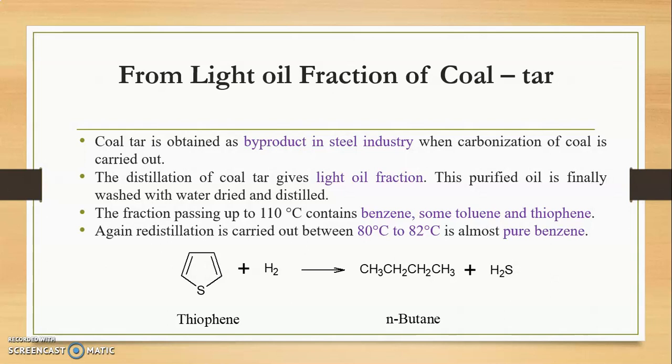So already benzene is present as it is in coal tar, we are just going to separate it. That's why no reaction is given here. Just this thiophene which is present as an impurity is removed by treatment with hydrogen to get n-butane, and that n-butane is easily removed from the benzene. So this is the second method used for the preparation of benzene, that is from the light oil fraction of the coal tar. About 20% of the production of benzene is carried out by using this method.